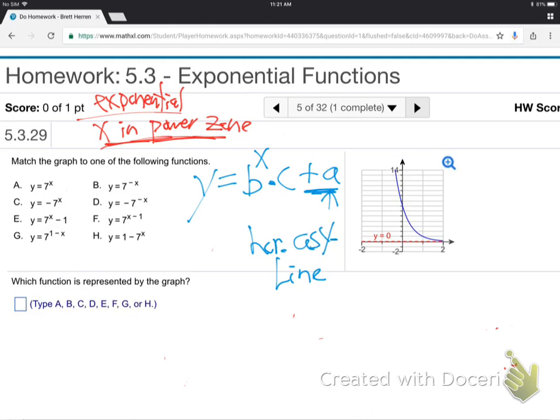Our graph, where's our horizontal asymptote? Right there. Y equals 0. Erica: How come the plus a wasn't a part of the equation, like for those other table ones? They made them all 0. They were making life easy for you in those tables. They didn't want to make it too messy, so they just made them all 0.